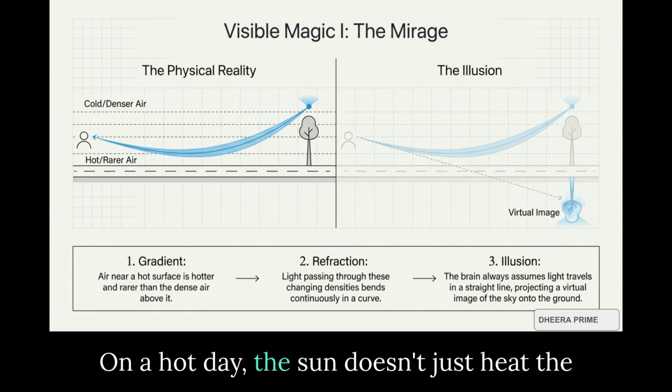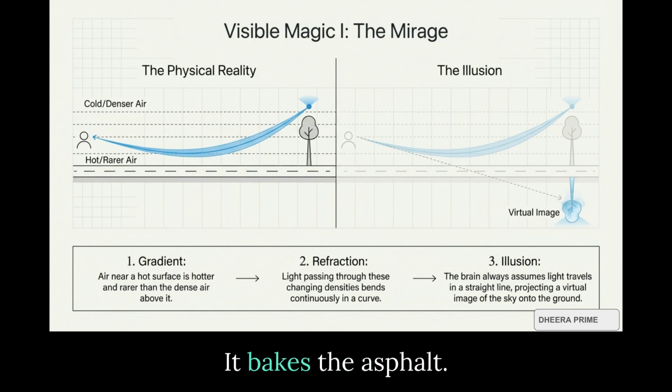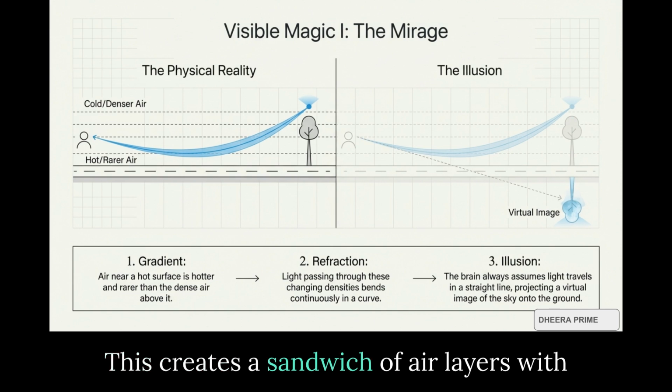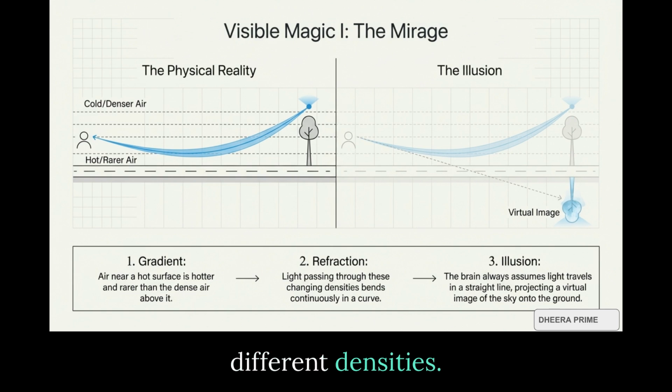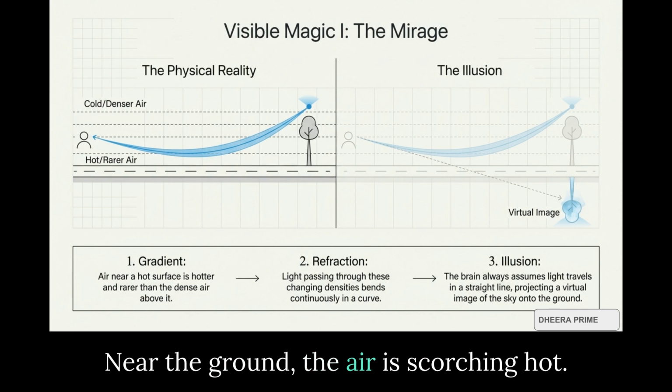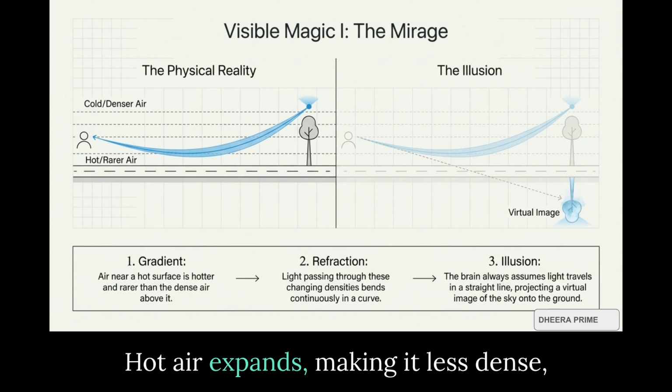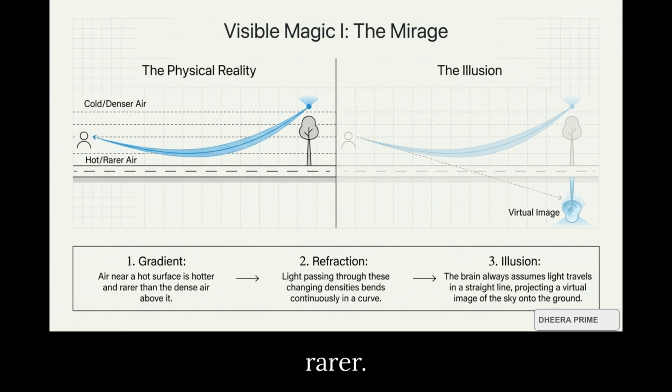On a hot day, the sun doesn't just heat the air, it bakes the asphalt. This creates a sandwich of air layers with different densities. Near the ground, the air is scorching hot. Hot air expands, making it less dense, rarer.